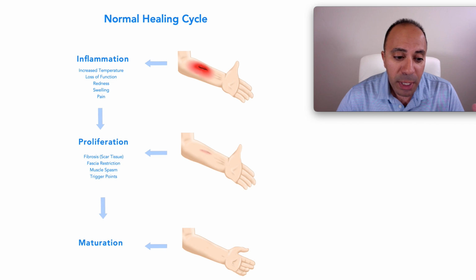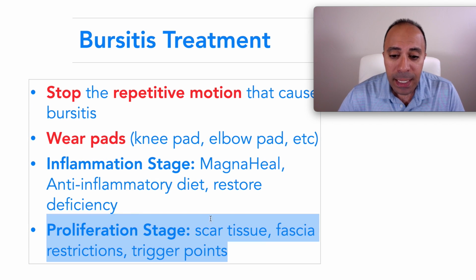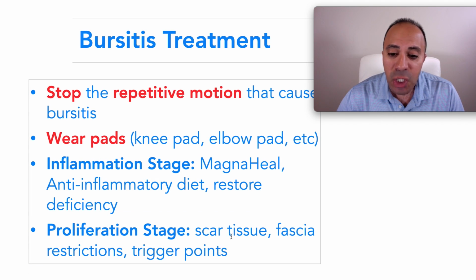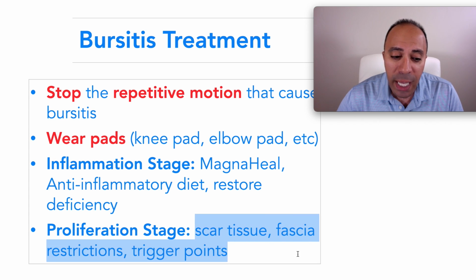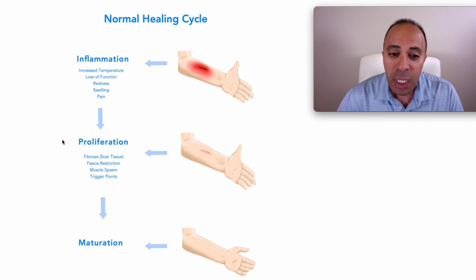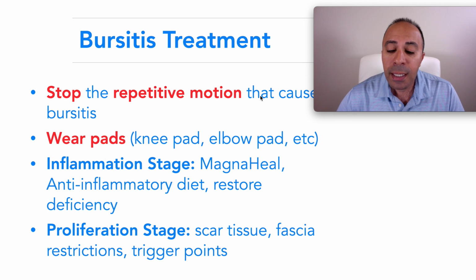to proliferation to maturation. Lastly, for the proliferation stage, you want to work simultaneously on the scar tissue, fascia restriction, and trigger points. As you see in this stage, there's not much else that needs to be worked on, but you have to work on all of these simultaneously to get to the maturation stage. So that summarizes how to address the root cause of bursitis or stop it at home.